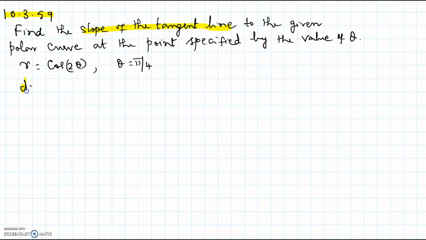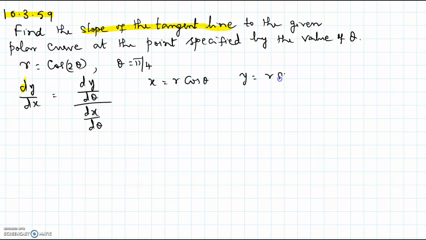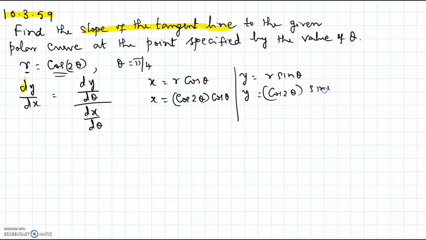We have dy by dx in parametric form as dy by d theta over dx by d theta. So we have to write x and y in terms of theta. So x equal to r cosine theta, y equal to r sine theta in polar form. As r in this case is cosine of 2 theta, we can substitute r equal to cosine 2 theta, then it becomes x equal to cosine 2 theta cosine theta, y equal to cosine 2 theta times sine theta.